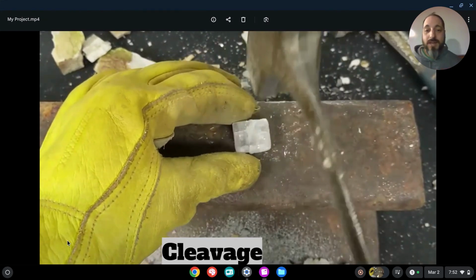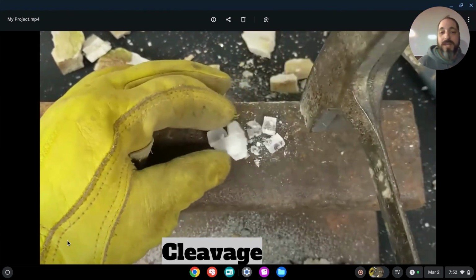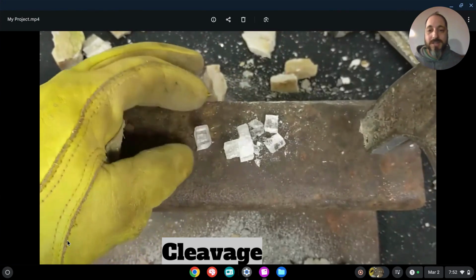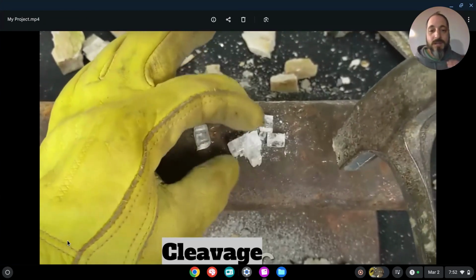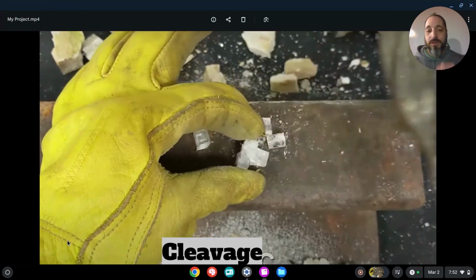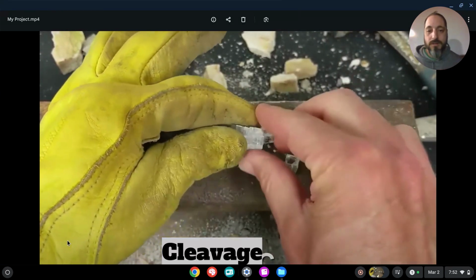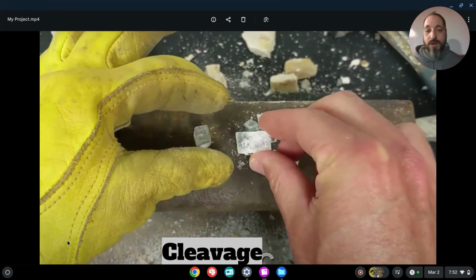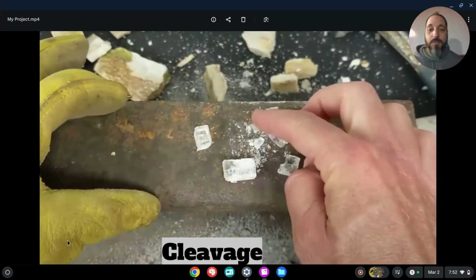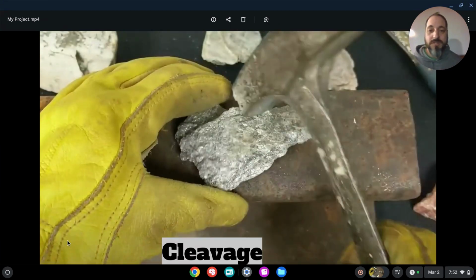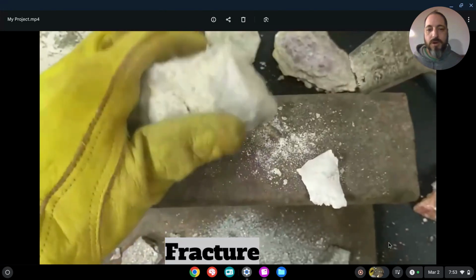Now this is a chunk of halite right here. They're going to break it. It's actually going to break into cubes. So you're going to see that it's going to break along those nice cleavage planes, along those nice faces. Yeah, pulls the chunk off right there. If you ever see the salt on the ground when they're salting the parking lot, you'll see that it's little cubes just like that.